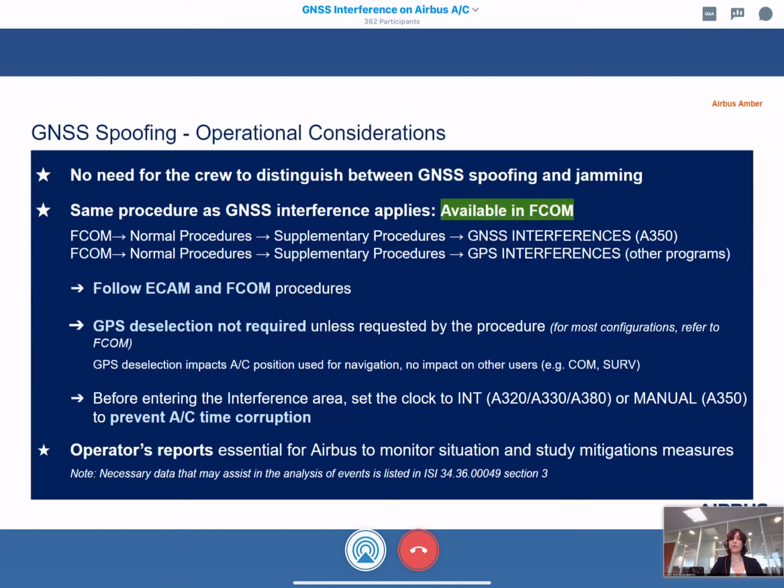Before entering the interference areas, set the clock to INT mode or manual mode, depending on your aircraft type, to prevent aircraft time corruption. Then, operators' reports are essential for Airbus to monitor the situation and study mitigation measures. You can refer to the ISI section 3 for the necessary data that may assist in the analysis of the event.